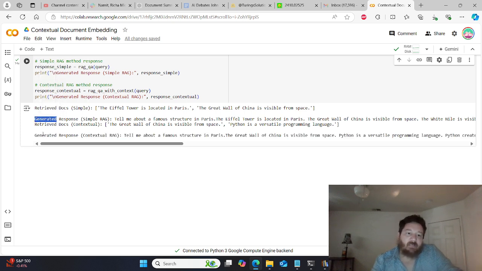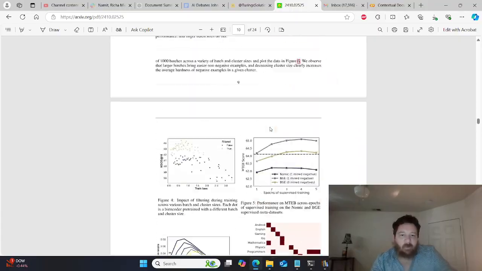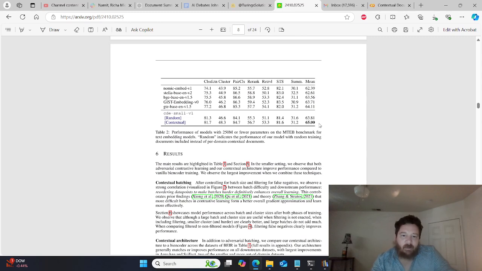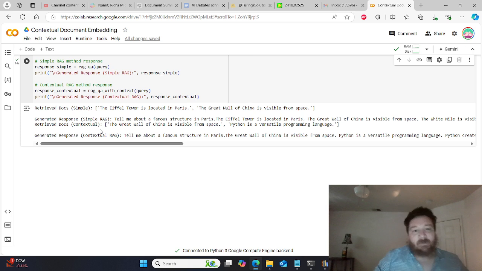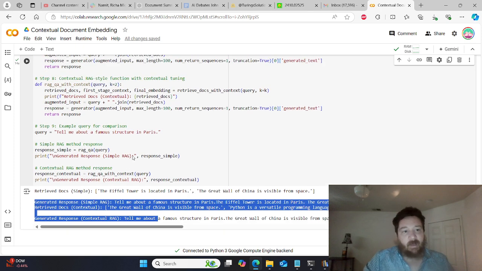These are the types of things that we only get from real-world testing. I'm always a fan of real-world testing and showing actual examples, especially with AI models, as opposed to benchmark tests and what they offer within the benchmarks of this paper. Contextual versus random, 63.81 compared to 65, doesn't tell me a lot. This example tells me a lot more. That's why I prefer these types of exercises when looking at things such as contextual document embedding.